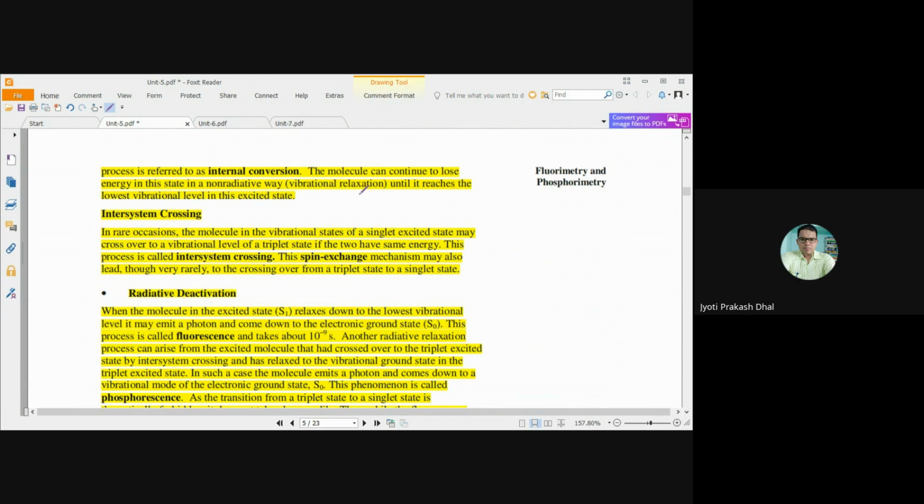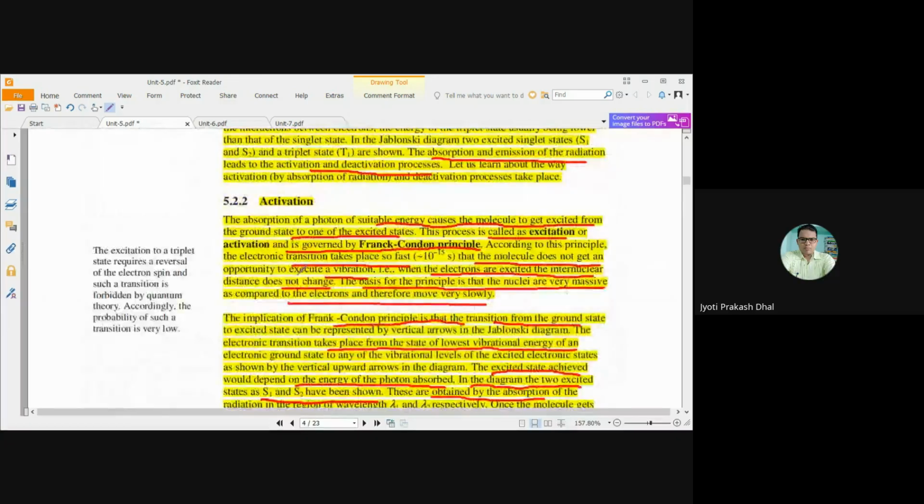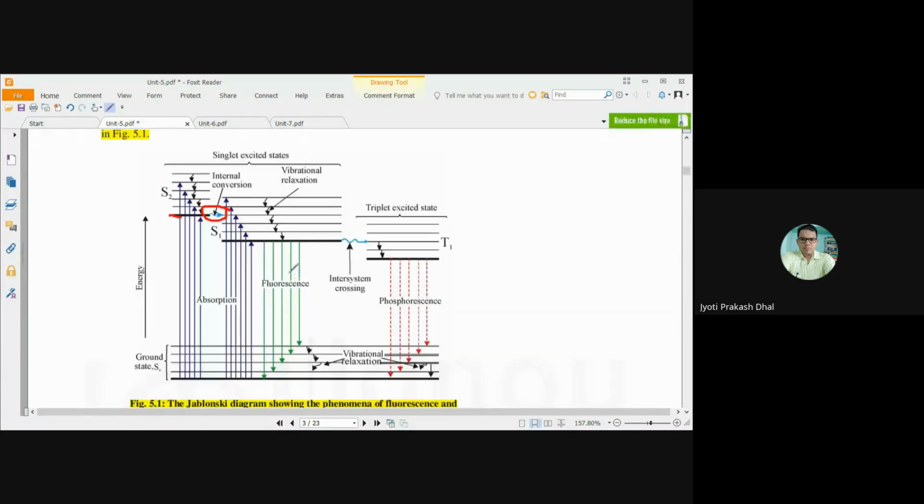So the molecule can continue to lose energy in this state in a non-radiative way, and that is also one type of vibrational relaxation, until it reaches the lowest vibrational level in the excited state. That means by the process of IC, the molecules will reach the lowest vibrational energy level of the excited state.